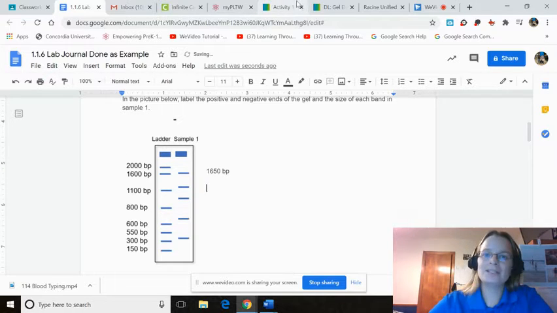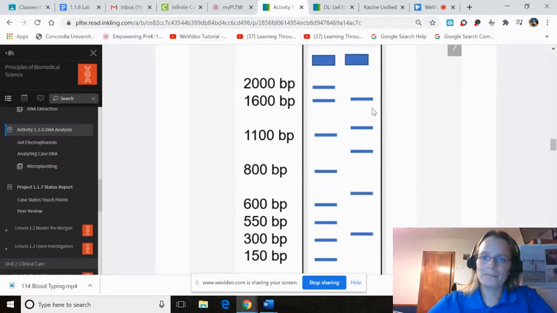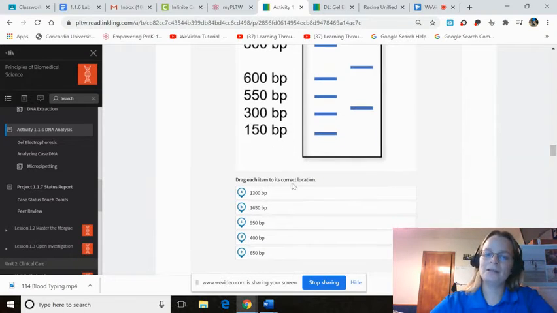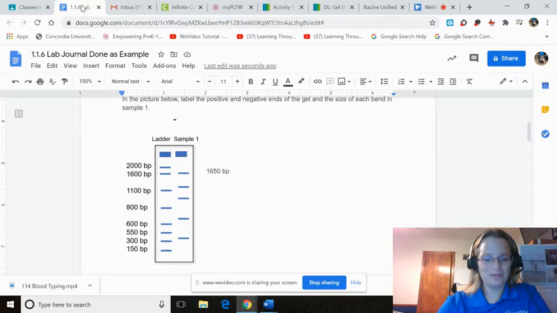Now the next stripe, let's look at that. So here's the next stripe down. Notice the stripe here is sandwiched between this one and this one. So this second stripe is between 1100 and 1600. Let's look at our choices. Which one is between 1100 and 1600? 1300. Good job, you're getting this. 1300 base pairs is between 1100 and 1600.